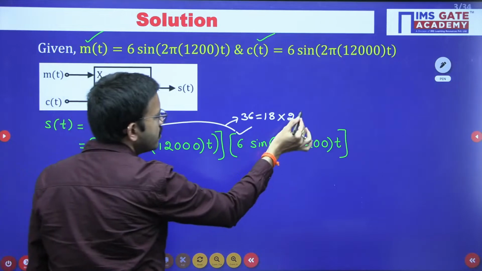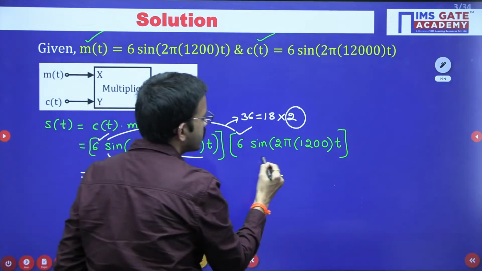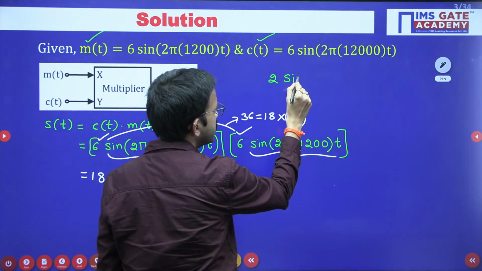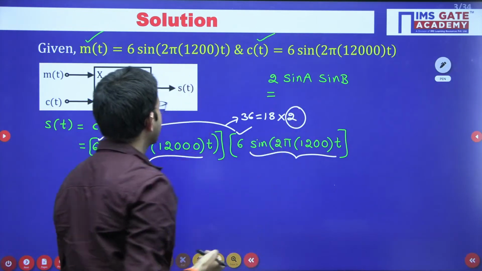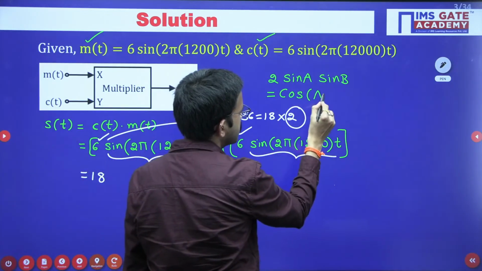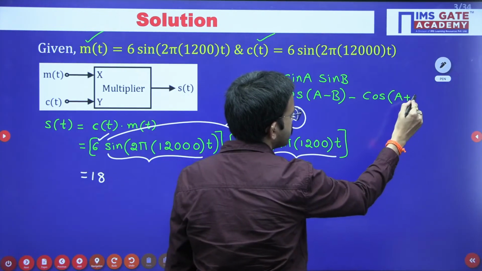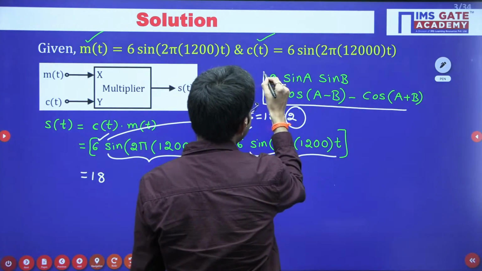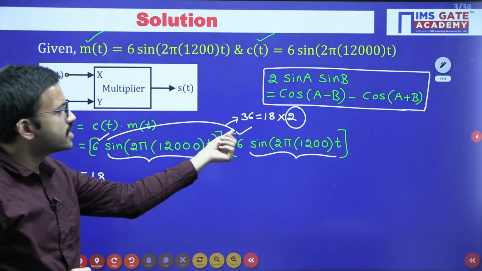After that, you have the 2 sin A sin B format. We have already discussed this trigonometric identity in earlier sessions. 2 sin A sin B is equal to cos difference minus cos sum. That is the reason I have represented 36 as 18 into 2.